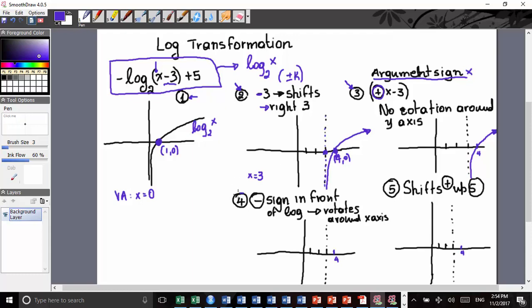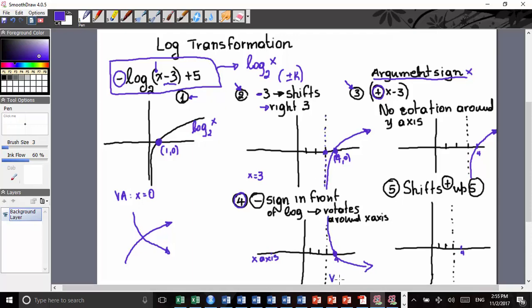The fourth step that I have to take is to look at the sign in front of my logarithm. And the sign in front of my logarithm is minus in this case. This tells me that I need to rotate my logarithm around the x-axis. So this means that instead of my logarithm going up, this time the logarithm will go down like this. It will have the same vertical asymptote and the same x-intercept. So the curve is going to become like this.